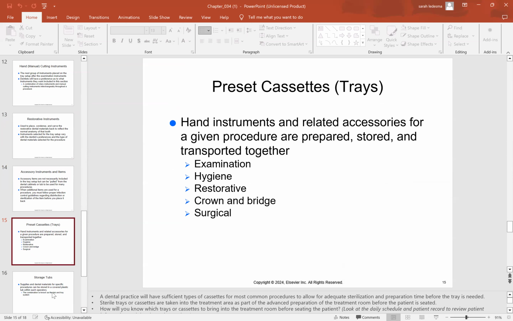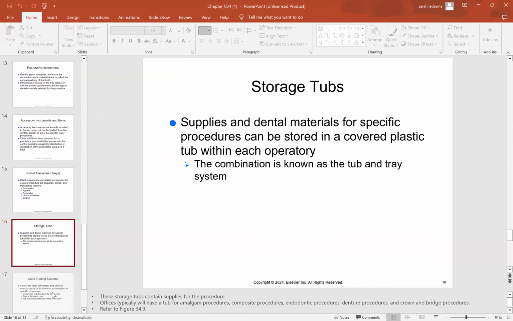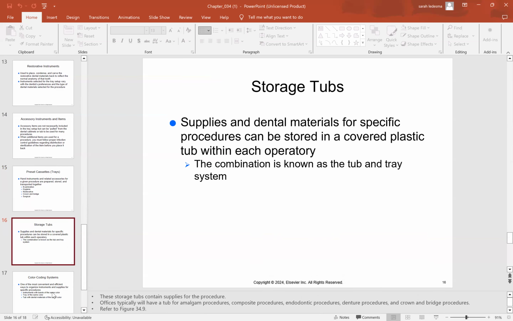So we talked a little bit about organization and keeping our trays set up and together. So our hand instruments and related accessories for a given procedure are paired, stored, and transported together. We can use our preset cassettes or trays. This is just going to keep our instruments bagged together, sterilized together, and they'll go on the tray together. You also might see a tub system, where we would have our instruments stored in tubs.